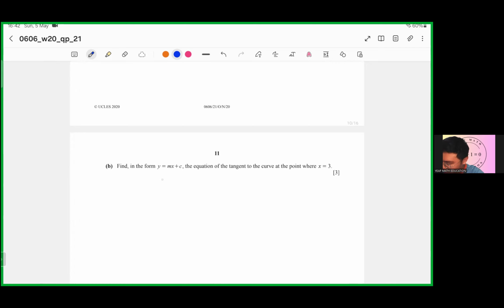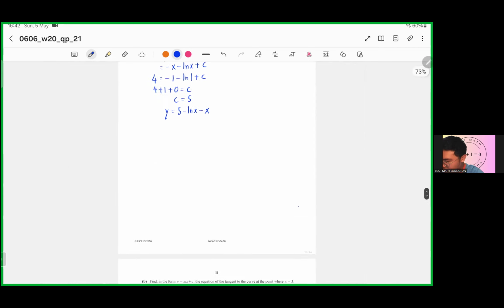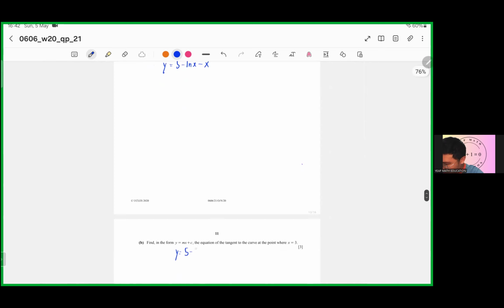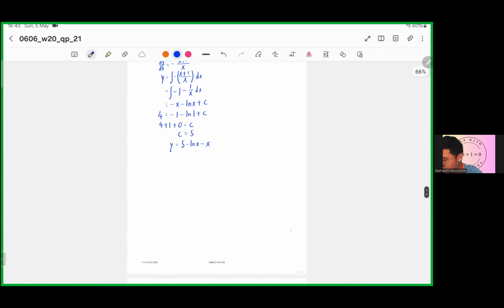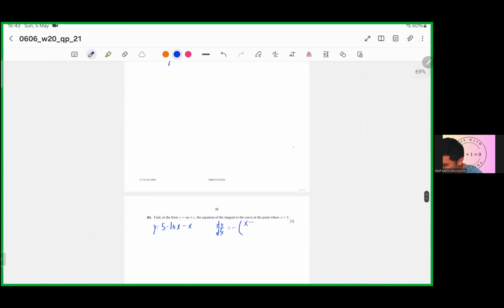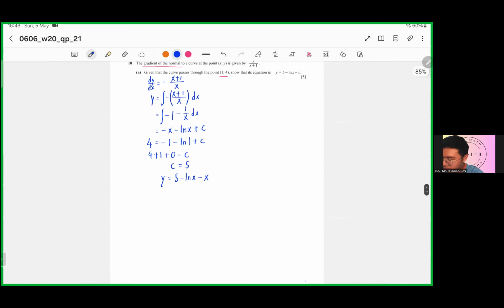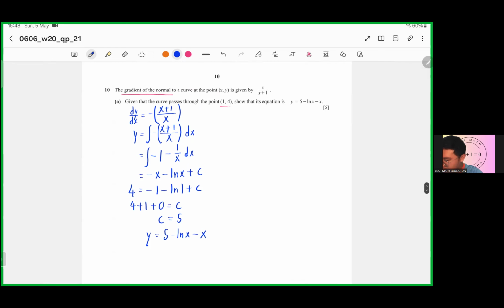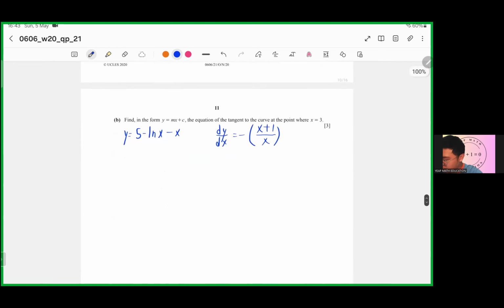Okay, the curve is y equals 5 minus ln x minus x. And then dy/dx equals negative (x plus 1)/x. Okay, we can find the gradient.